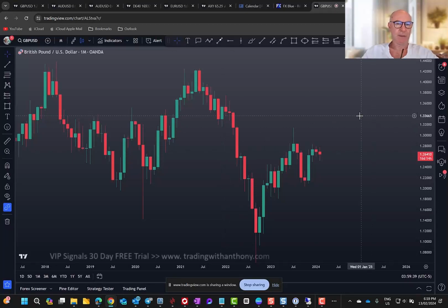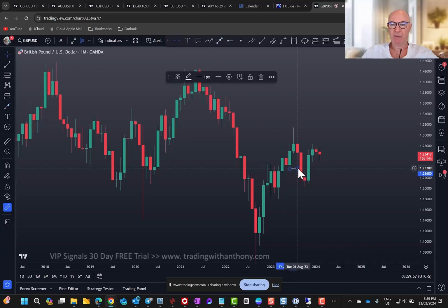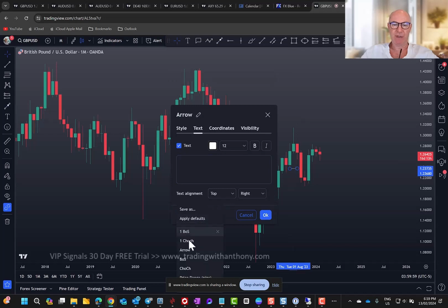Traders, I'm looking at the pound dollar on the monthly time frame. This, in my opinion, is bearish. And we can see here break of market structure. So I'm just looking at this from the bigger picture. So break of structure right here.